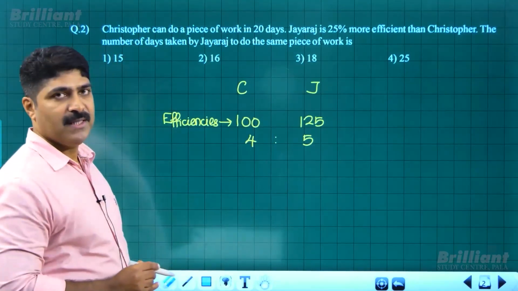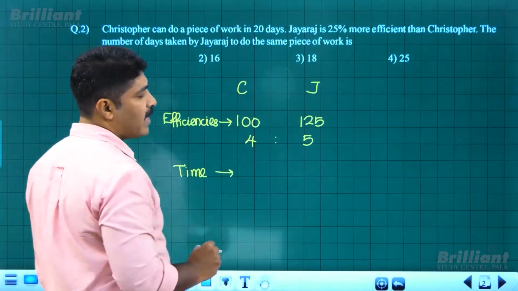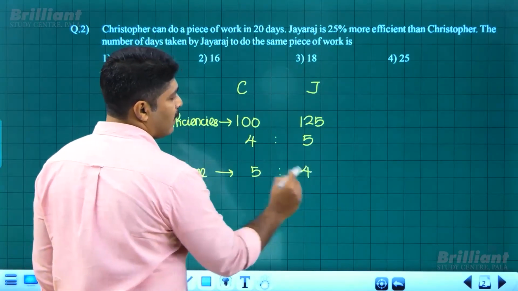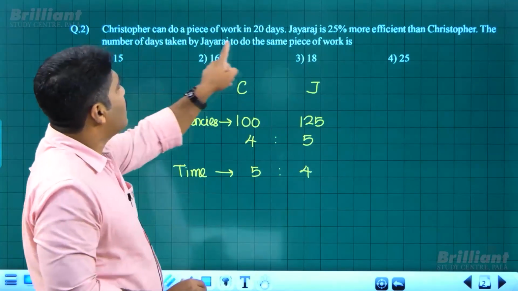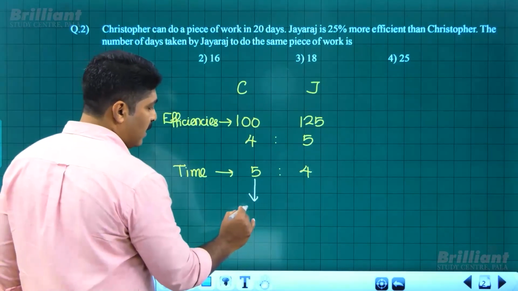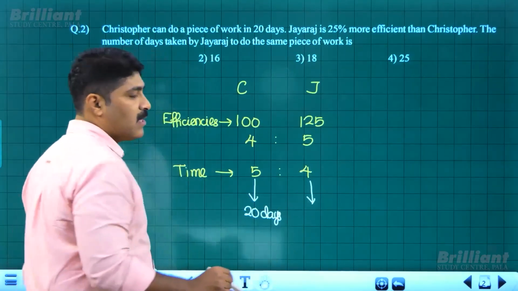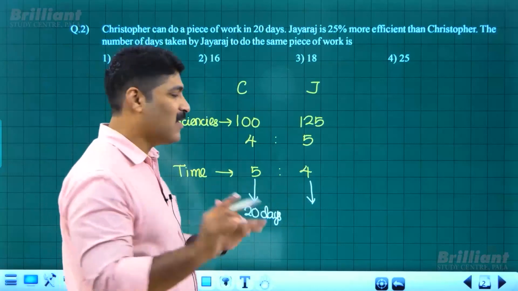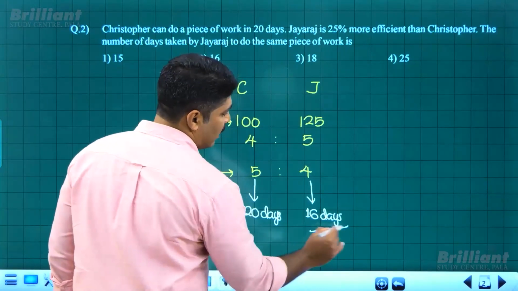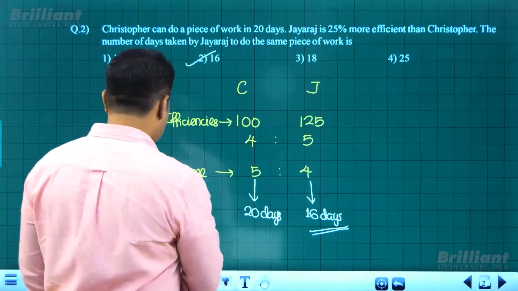As the ratio of efficiencies is 4:5, the ratio of time taken by them to cover a constant piece of work will be the inverse. We can write it as 5:4. So this is the ratio of time. It is given that Christopher can complete this work in 20 days. Therefore, this 5 is representing 20 days. What you have to find out is what this 4 represents, or the number of days required for Jairaj to finish the total work, that is equal to 16 days. So that's the direct unitary approach here. As 5 represents 20, this 4 represents 16. Hence the answer is option 2.